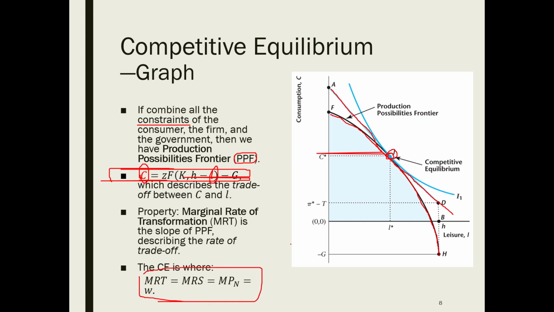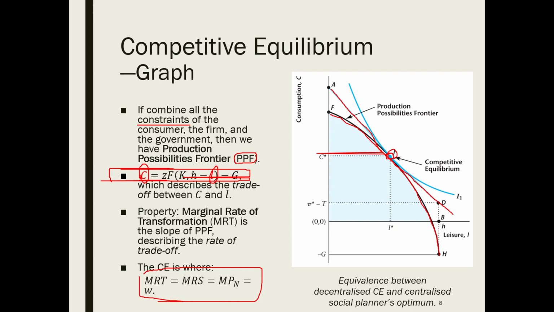This graph also shows an important implication. If the entire economy is centralized as a social planner's problem, then the optimal choice would be the same as the decentralized competitive equilibrium, where consumers and firms are separately optimizing and interacting.